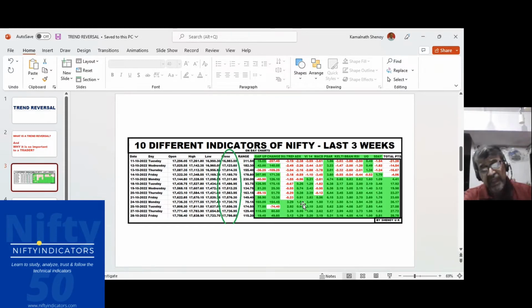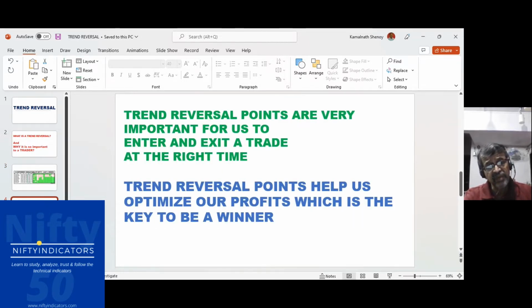So there are many indicators that show us the trend reversal points. The right trend reversal point will help us to maximize or optimize our profit. There have been many more trend reversal signals that can point out which is the right entry or which is the right time to enter.